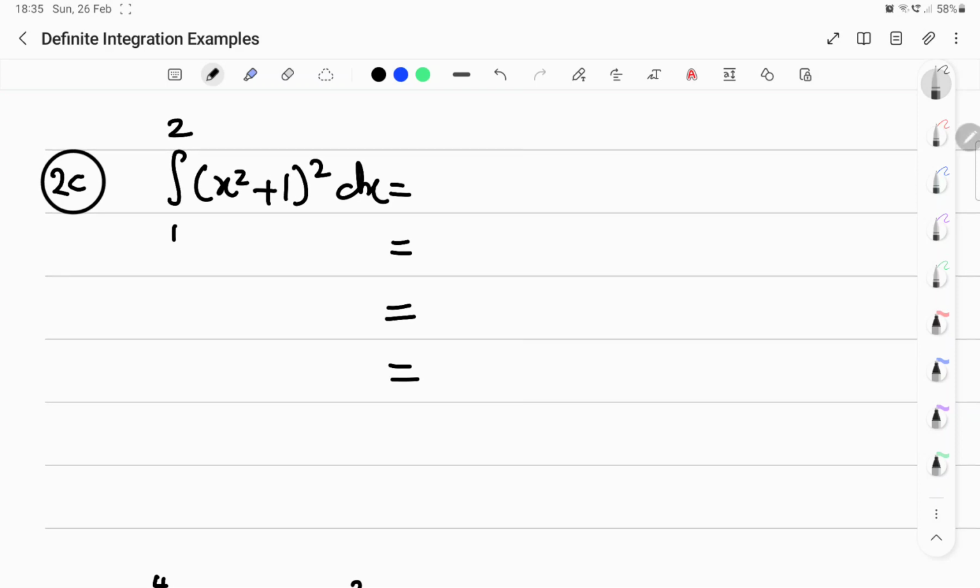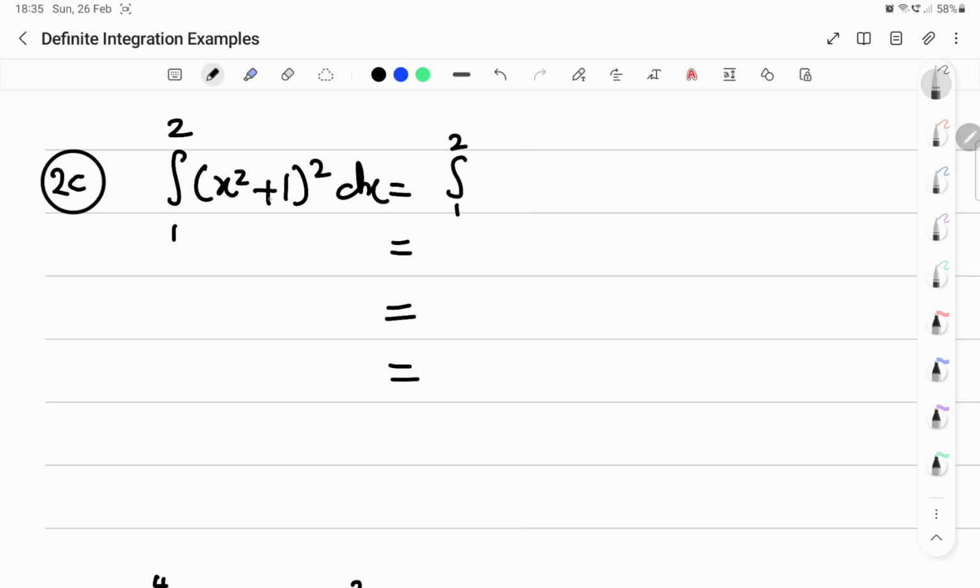The next one, 2c. How to do this? Even though it's in a bracket form like this, we can use the previous formula. But the only problem is that the inside has x squared, not x power 1. We can only do that in this form, whereby the power of x is 1. But this one, the power is 2. So we cannot use the formula. What we have to do is expand them. So we have to expand the bracket first.